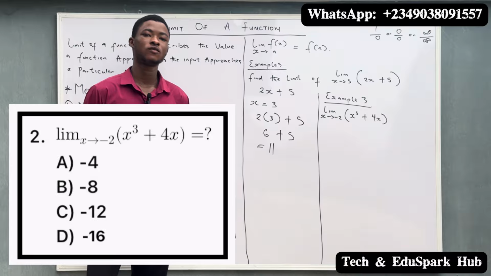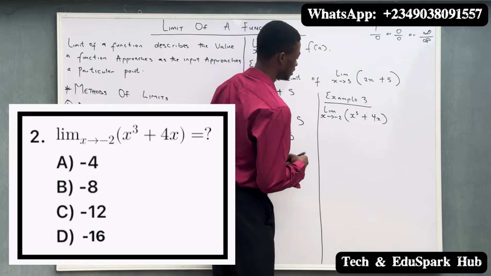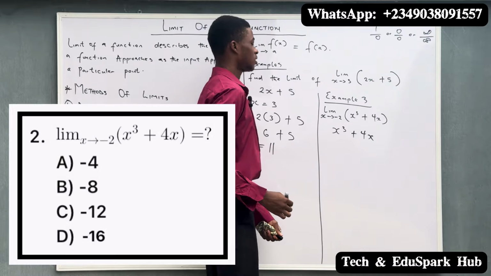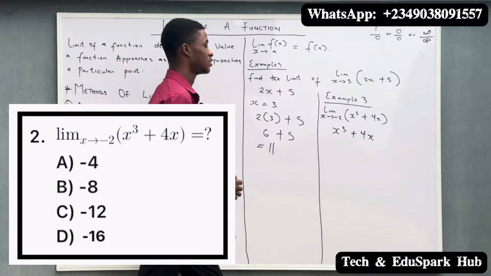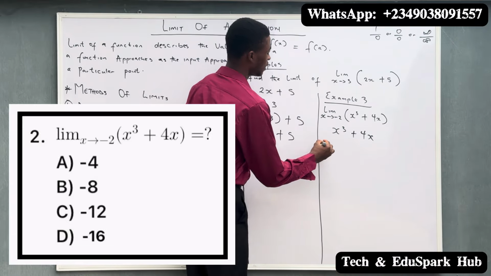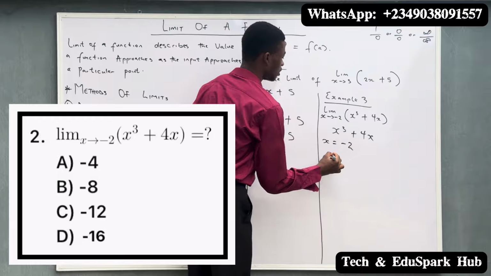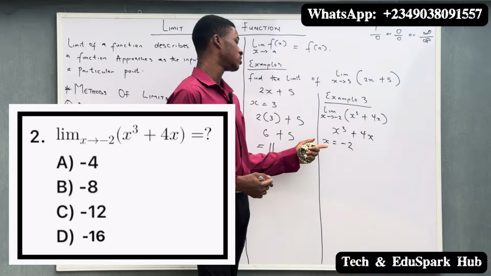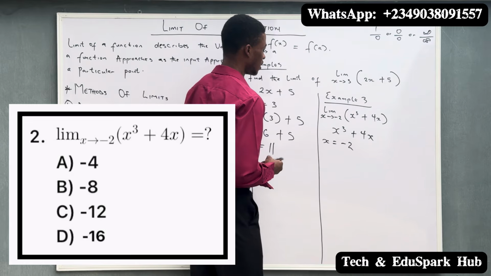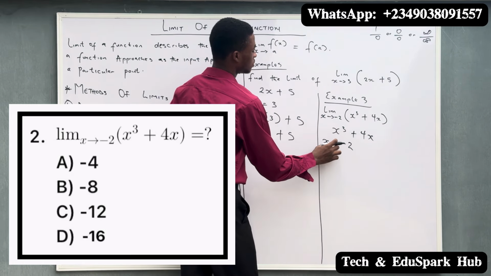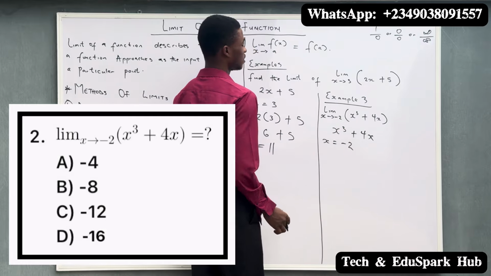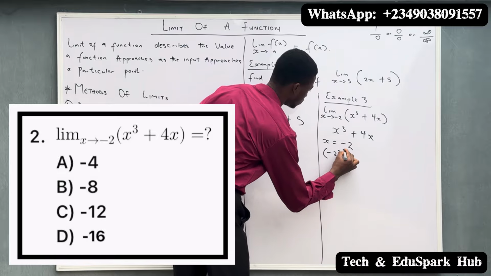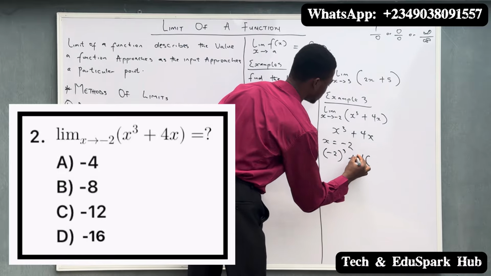In order to solve this kind of question, the first thing to do is to write what is in this bracket, which is x cubed plus 4x in our case. Now that we have written what is in the bracket, looking at this limit, we know that x is equal to minus 2 because the function is telling us that x tends to minus 2. So we can easily use the direct substitution method. We are going to substitute minus 2 anywhere we see x. This is x cubed, so we have minus 2 cubed plus 4 open brackets minus 2.